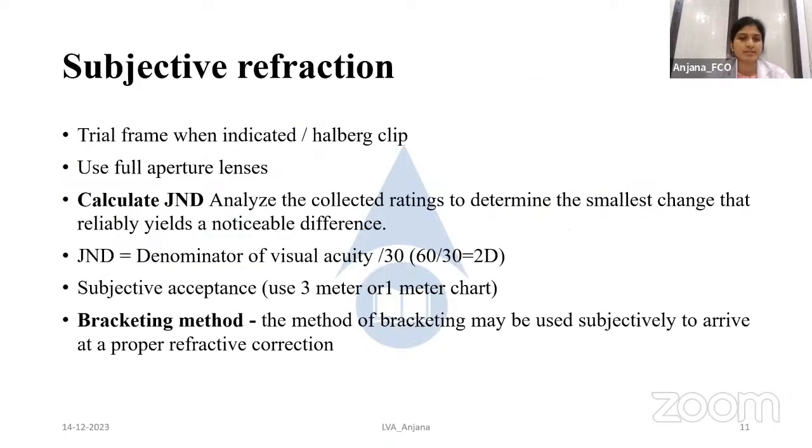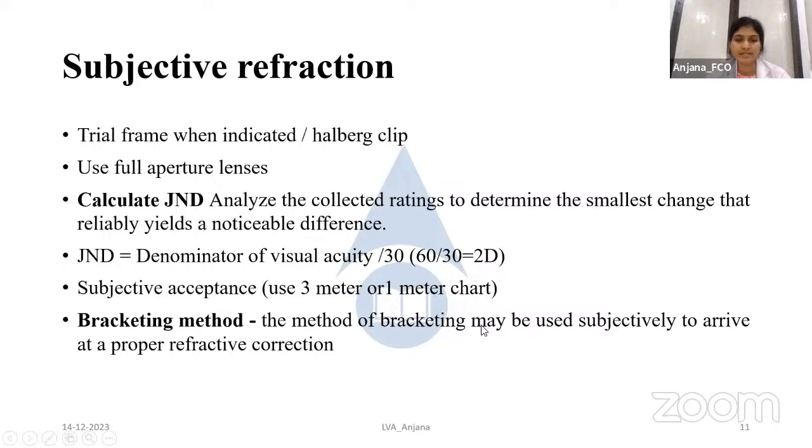Then next one is subjective refraction. For subjective refraction, we have to use the trial frame with the indicated Halberg clip. Then use full aperture lenses. Then calculate the JND, analyzing the correct rating: determine the smallest change that reliably yields a noticeable difference. How to calculate JND? JND is equal to the denominator of visual acuity divided by 30. Example: 60 divided by 30 is equal to 2 diopters. Then subjective acceptance: use a 3 meter or 1 meter chart. Then we have to use the bracketing method.